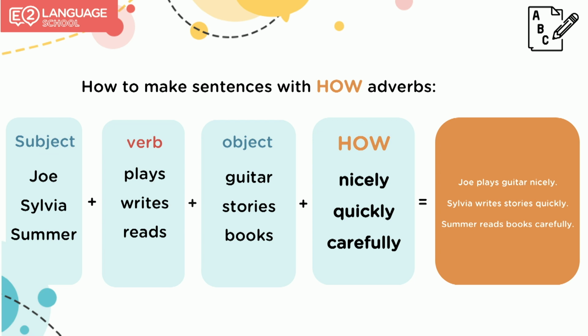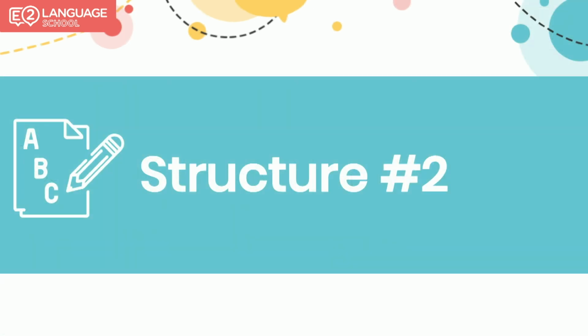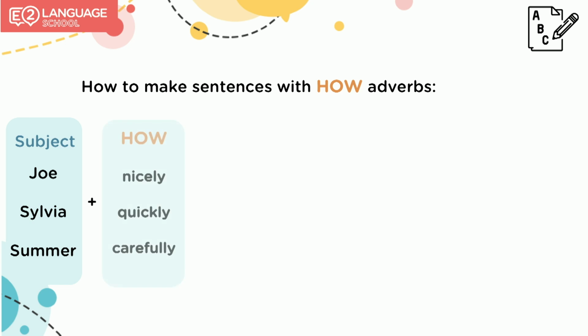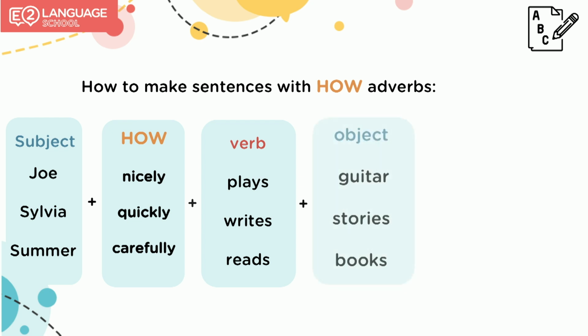Subject, verb, object, how. This is the best way to structure the sentence, but there is another way you can do it because sometimes the adverb can move. So here is another structure where you have subject, Joe, Sylvia, Summer. Then you can put the adverb here, the how word, nicely, quickly, carefully, followed by the verb, plays, writes, reads. So Joe nicely plays, Sylvia quickly writes, Summer carefully reads, and then you have the object here.